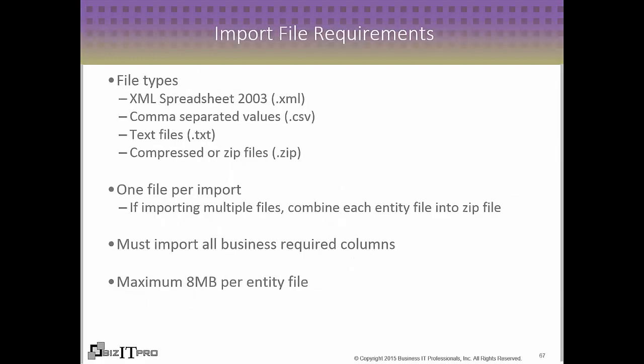The import file requirements. The file types you can import include the XML spreadsheet format with a .xml suffix, comma-separated values, or CSV file, text files, and compressed or zip files containing the above types of files. There's one file per import, so if you're importing multiple tables, you combine each entity table into the same zip file. When you're importing, you must import all business-required columns or the import will fail. There's a maximum of 8 megabytes of data per entity file imported.